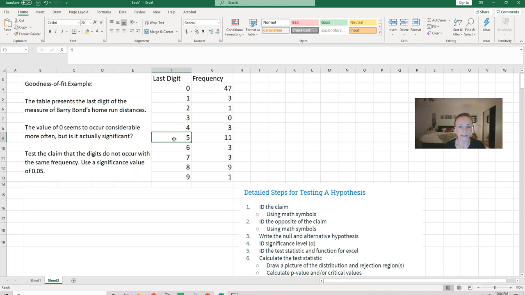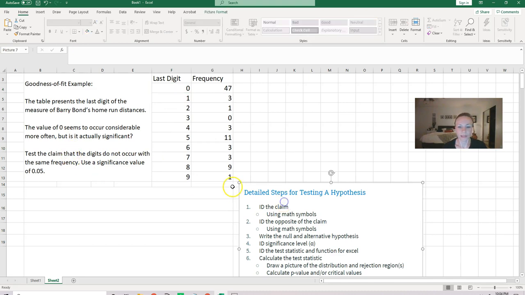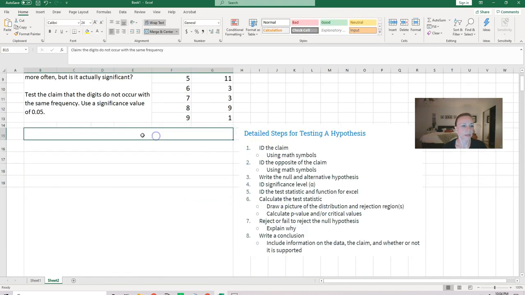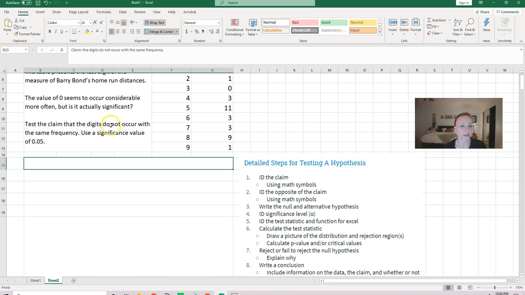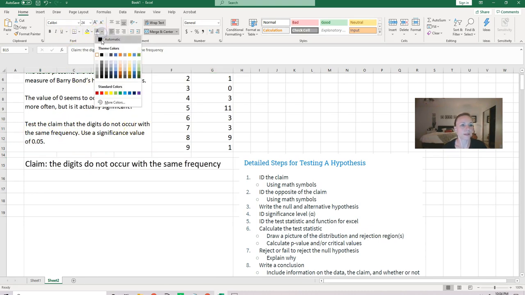So let's go through this test and see whether or not this 0 comes up so much that we can say this doesn't fit the uniform distribution, and it was not actually measured and was estimated. Okay, so our first step, if we look at our 8 steps over here, is to ID the claim. So right here it says, test the claim that the digits do not occur with the same frequency. So let's go ahead and write down that claim.